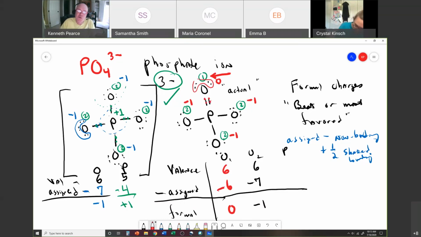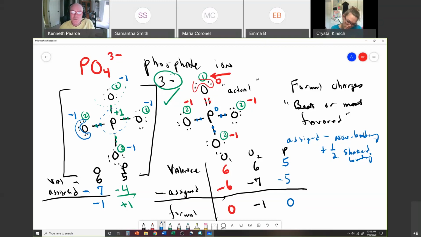All right, now the phosphorus down here, what do we have here? Well, the phosphorus is still 5. Remember, the valence electrons don't change. It's still 5. Well, what do we have for assigned? Well, we have 1 from here, 1 from here, that makes 2, 1 from here, that makes 3, and then we have 2 more up here with the reds, and that's what? That's 1, 2, 3, 4, 5, so that's 5. 5 minus 5 is what? 0. So the formal charge on that phosphorus is 0.